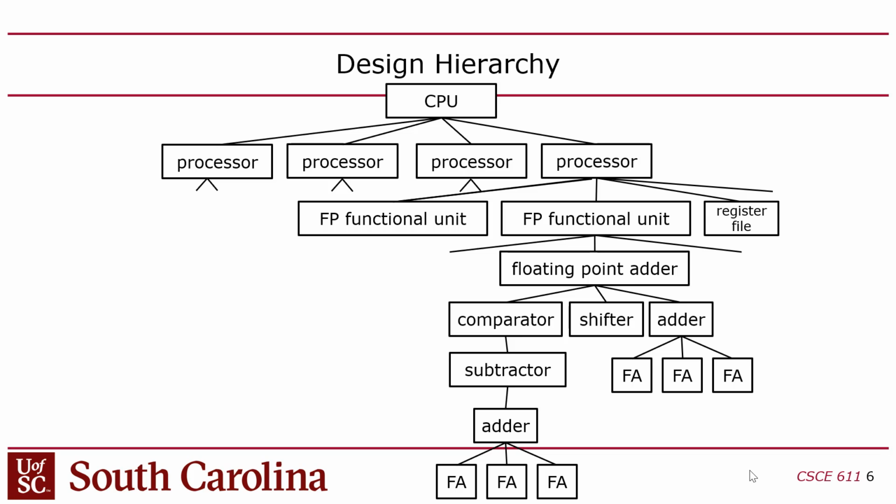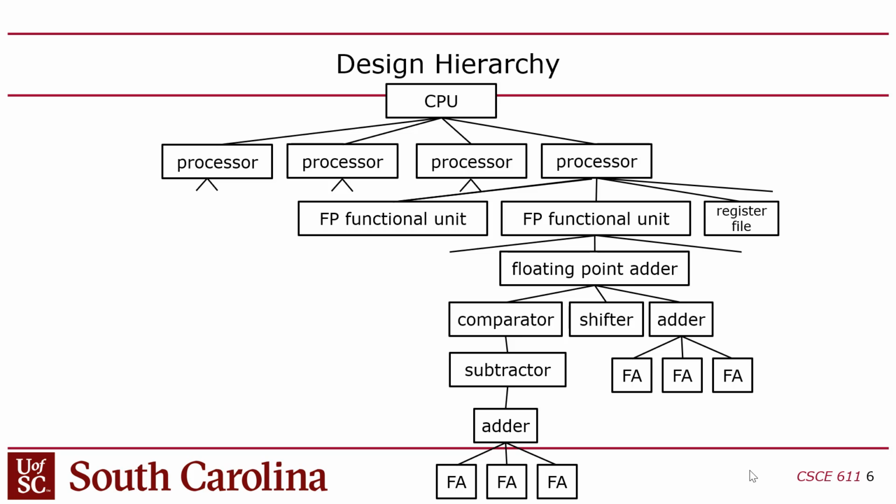But inside a processor, processors are comprised of functional units and a register file. And if you drill down into one of the functional units, a floating point functional unit, you'll have, say, an adder in there. And inside the adder, you'll have a comparator, a shifter, and another integer adder. And if you drill down the adder, that's comprised of full adders. So what you end up seeing here is that as you go to the top of this hierarchy towards the root, most of that stuff is all structural HDL. You're just instancing things and connecting.